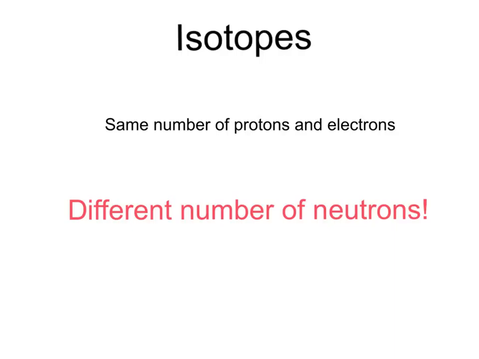Now, we said before that protons and neutrons both had a mass of 1. Electrons have a very, very small mass in comparison. Now, if we have atoms with different numbers of neutrons, it means that we have atoms with different masses. Let's take carbon, for example. Carbon has 6 protons and most of the time has 6 neutrons and has a mass of 12.